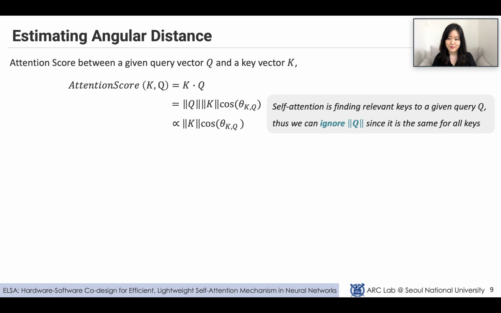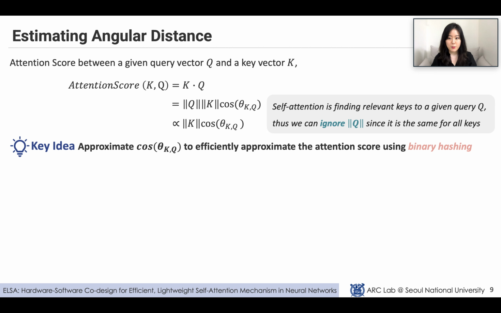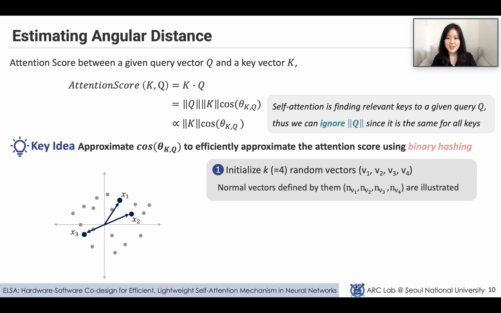as you can see in the equation. The key idea of Elsa's approximation scheme is that we can efficiently compute approximate cosine values using the binary hashing method. For convenience, let's assume two-dimensional vector space. As you can see in the slide, we can think of three vectors, x1, x2, x3 in the vector space. Then, to map each vector into k-dimensional binary space, we create k random vectors. In the figure, we assume k is 4, and 4 random unit vectors are illustrated in the slide.